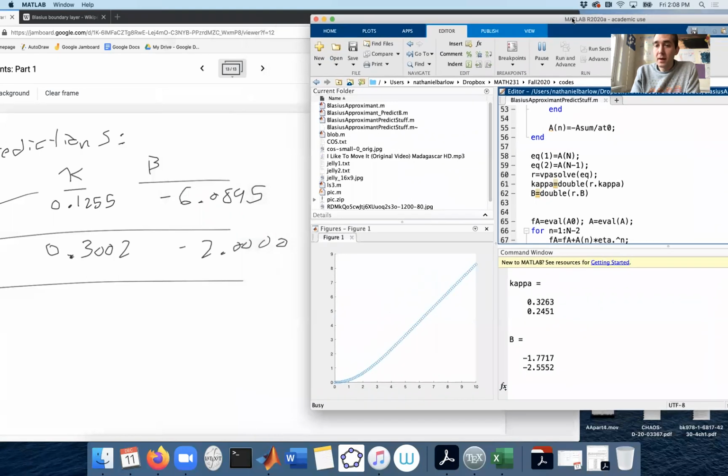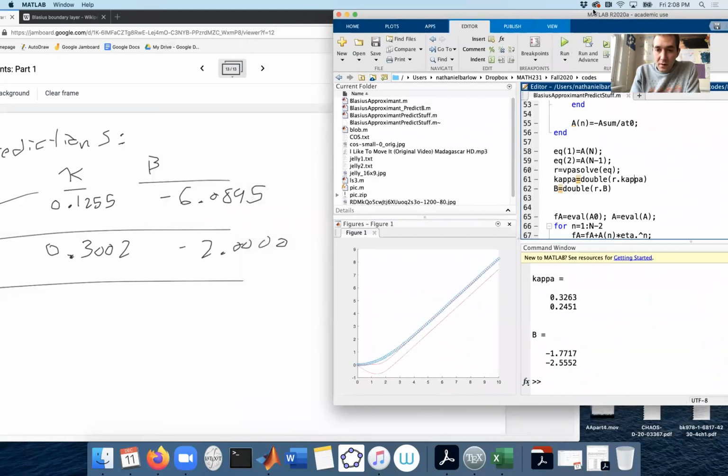Oh, a lot faster. And look at that. It gives us two answers. Oh, and it plotted both answers too. That's interesting.